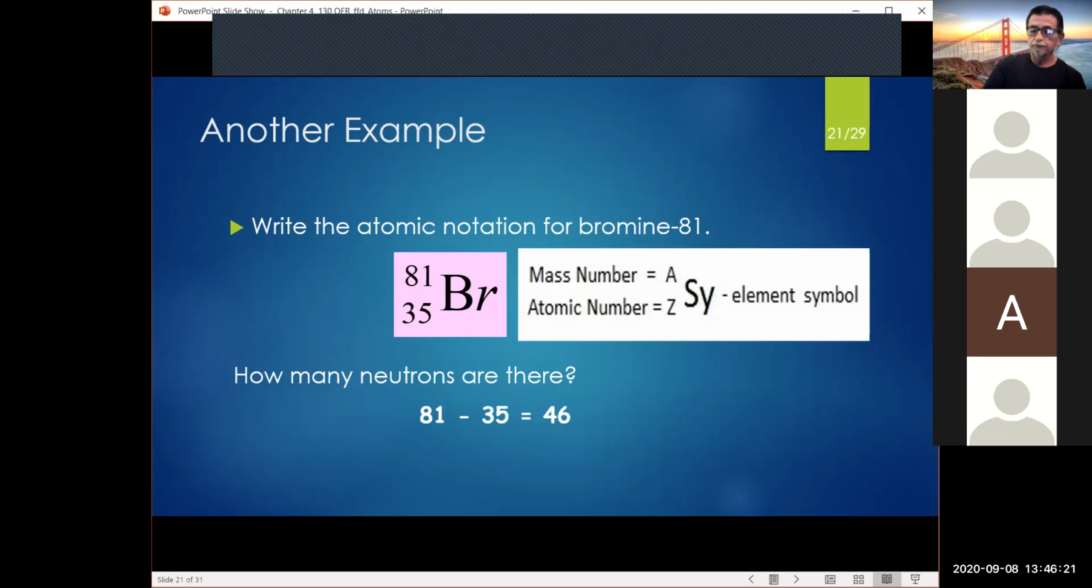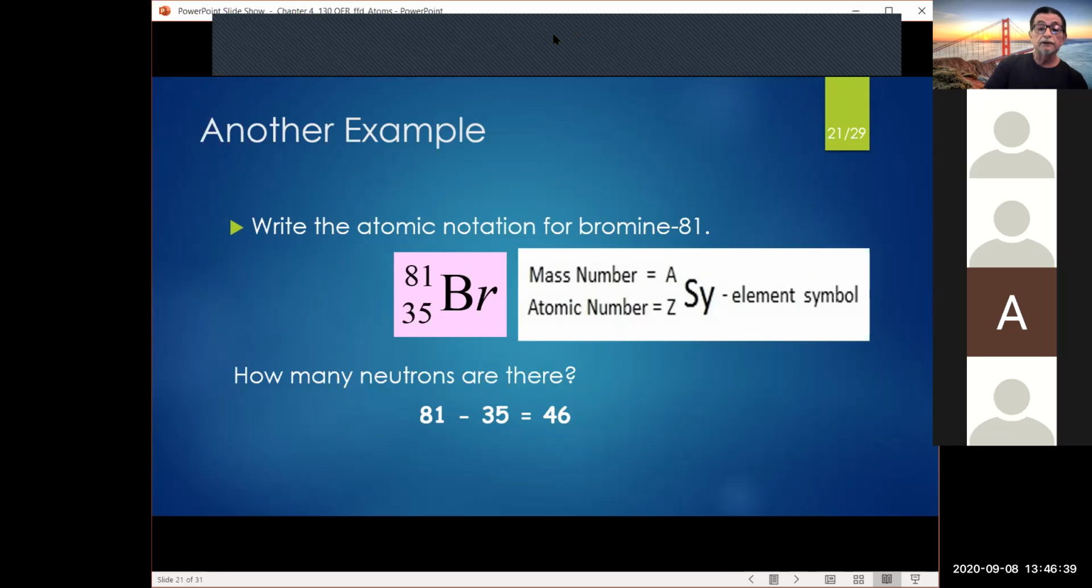I have a quick question about that because I'm looking at bromine on the table and it's saying the atomic weight is 79.90. So why isn't that being rounded to 80 instead of 81? And that's what we're going to get to. Those are called isotopes.